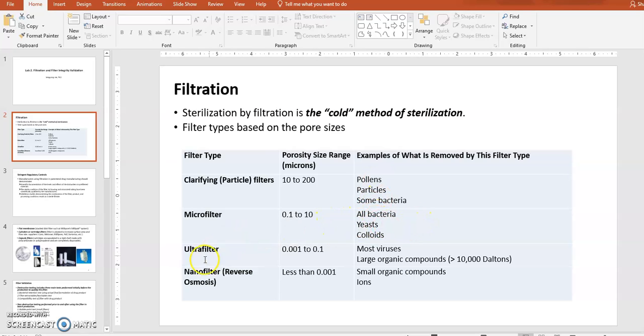Okay, and then ultra filter has an even smaller pore size, 0.001 to 0.1 micron. So it is efficient to remove viruses. Viruses are much smaller than bacterial cells, maybe a 1,000th of the size or smaller. So they would go through microfilters, but they can be trapped on the ultra filter if you use it. So it's used as a viral filtration. And the nanofilter, like reverse osmosis, we talked about it, right? They use nanofilters, so even very small organic compounds and ions can be removed.